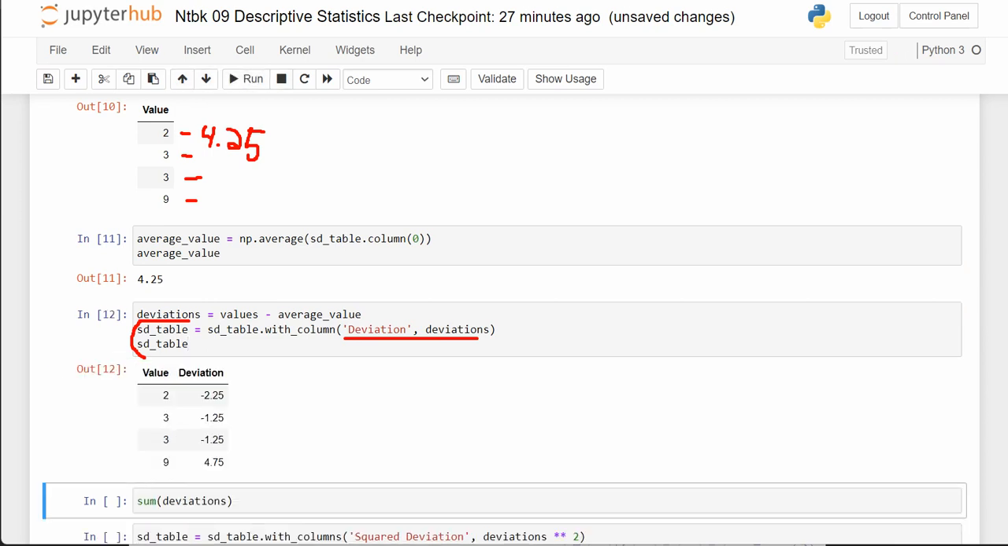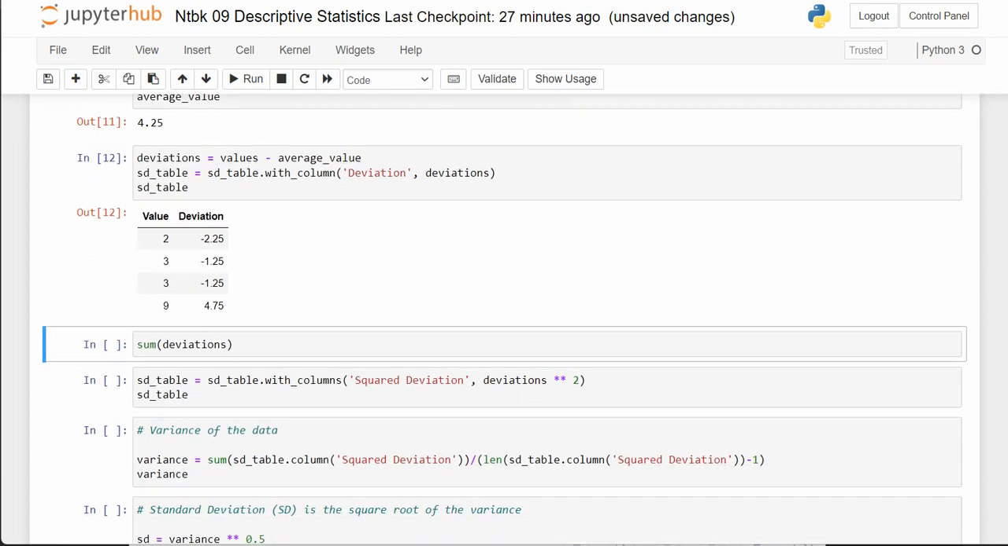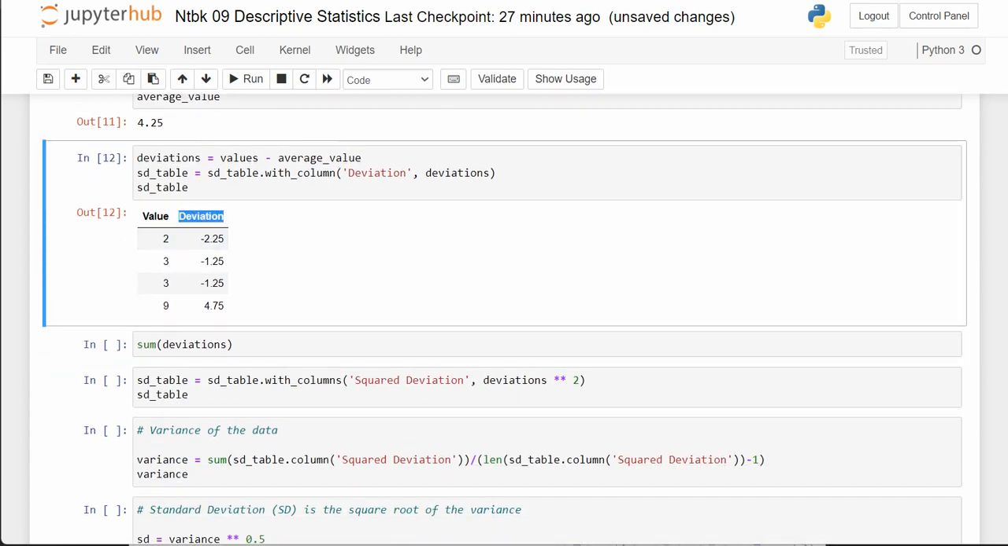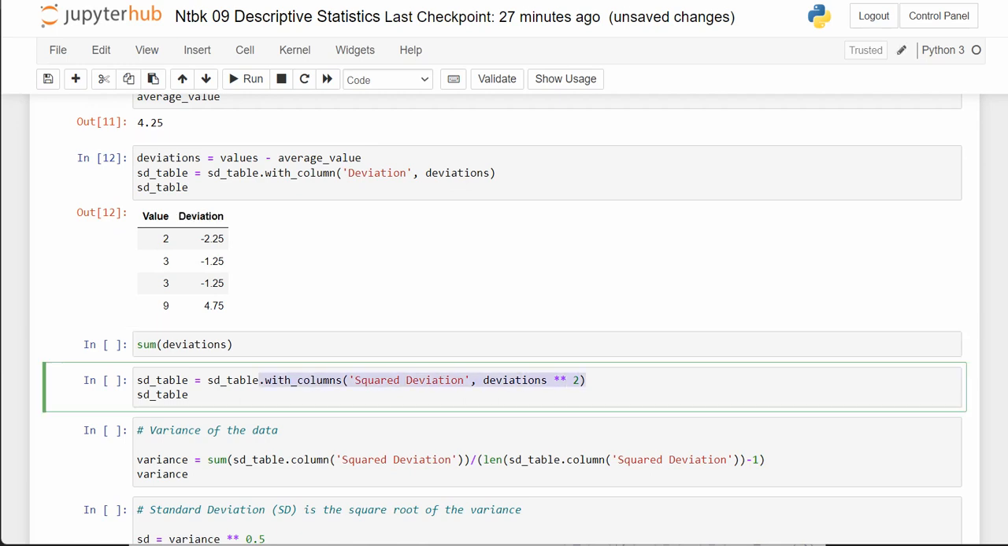Okay, and just like we said, you can see that 4 1/4 is being subtracted from the value to get the deviation. Why did we do that? Well, we're showing you how to calculate the standard deviation. Okay, and we're going to square all of the deviations, right? So with the column squared deviation, what are we going to do?